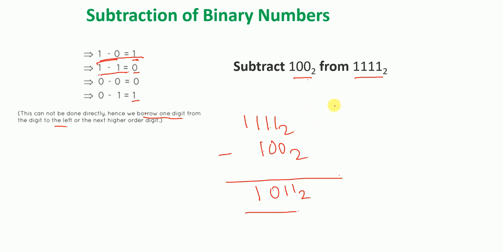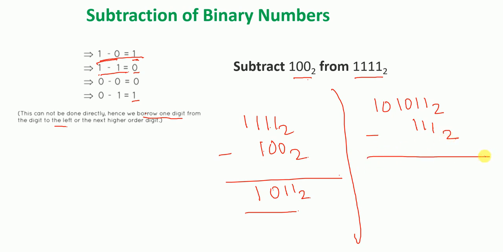Let's solve another question, guys. Let's say we have to subtract these binary numbers. The example is 101011 base 2 minus 111 base 2. So we have to do this subtraction. How will we do it? We just need to follow this rule.